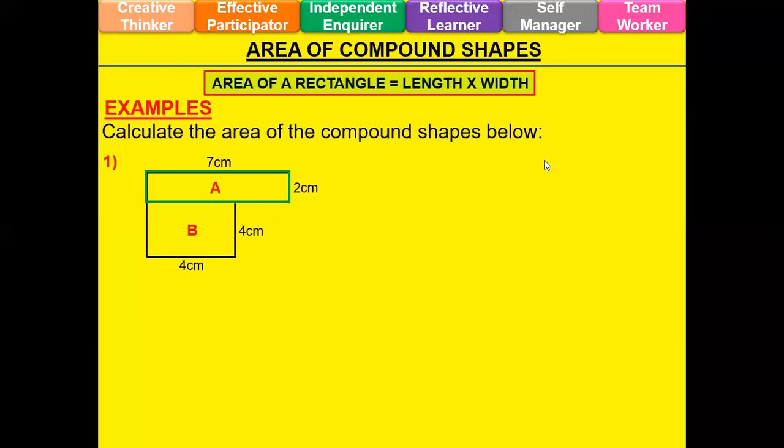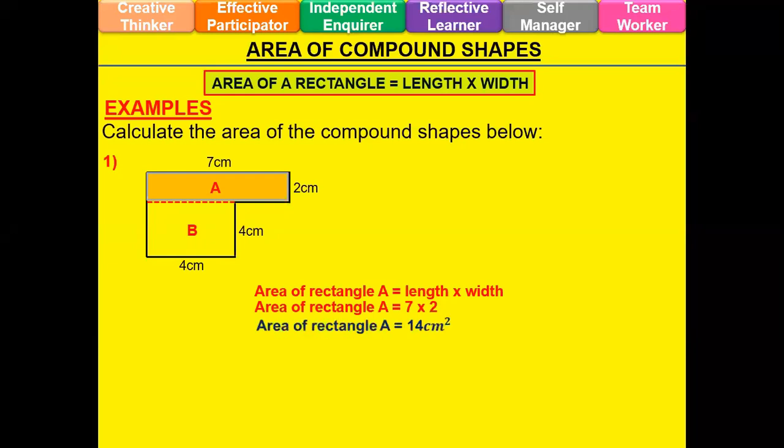So what is the area of rectangle A? What is the area of shape A? Shape A is length times width. The area of the rectangle is 7 times 2. Good job, which is 14 centimeters squared. Now, what is the area of rectangle B? Don't forget to put your metric units squared, please.